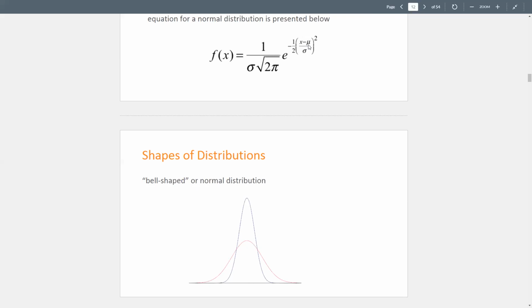The mu here would define where the distribution is along the x-axis. If we change this, it would move the distribution along the x-axis. The sigma here would define how spread out the distribution is, how variable it is. This blue distribution would have a smaller standard deviation than this red distribution.